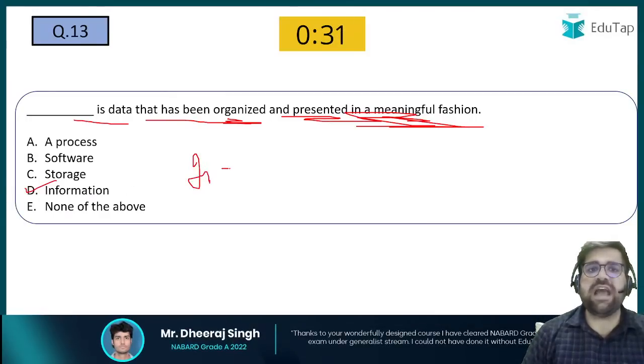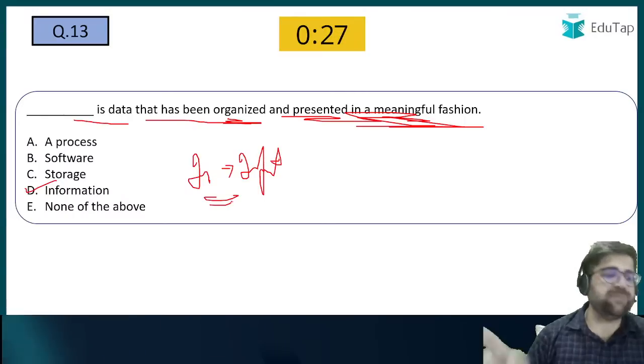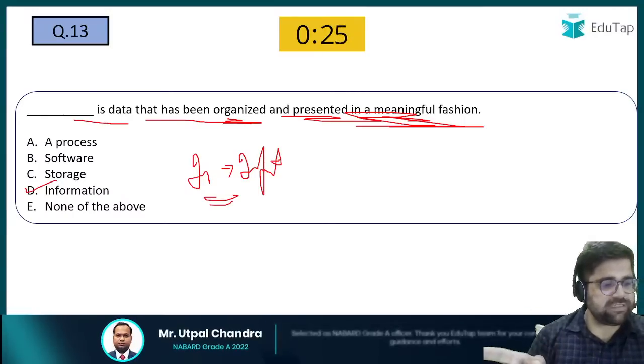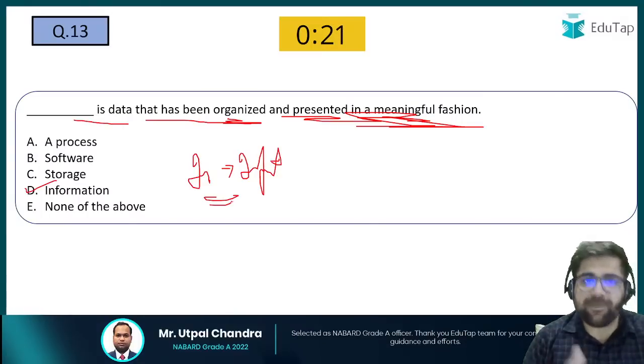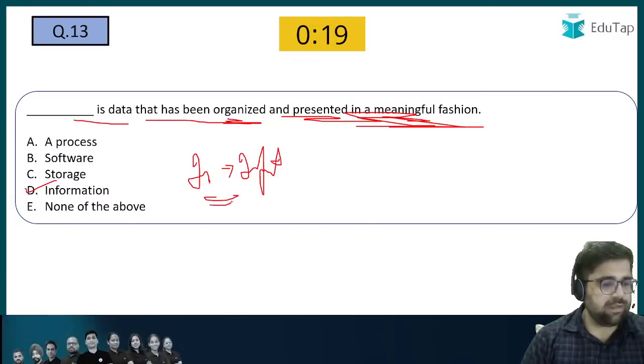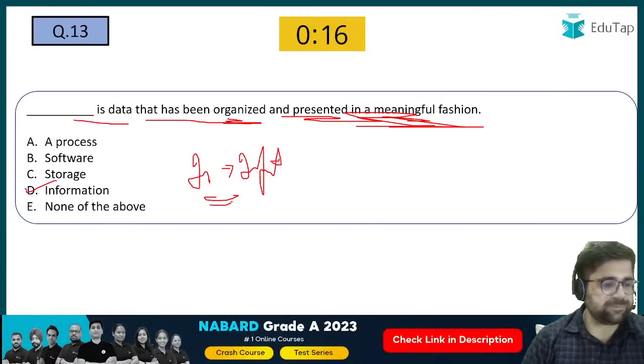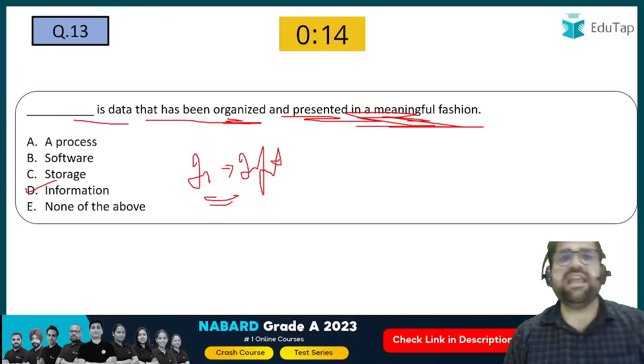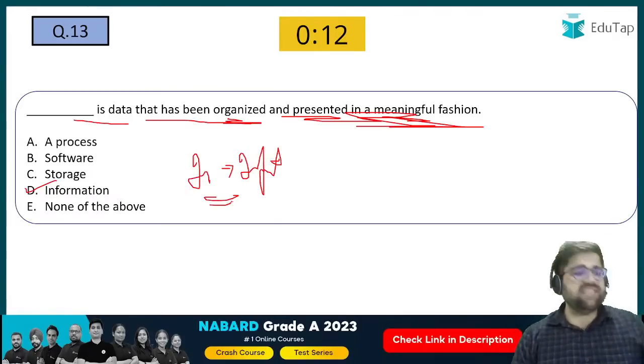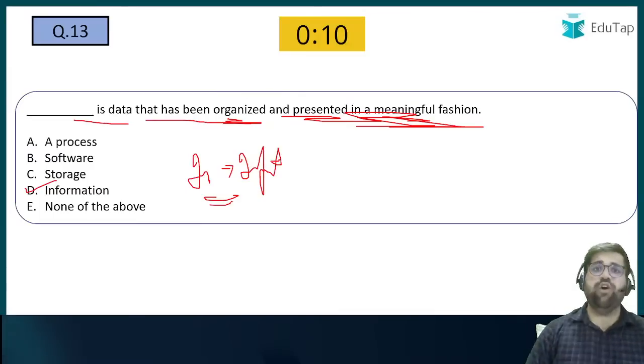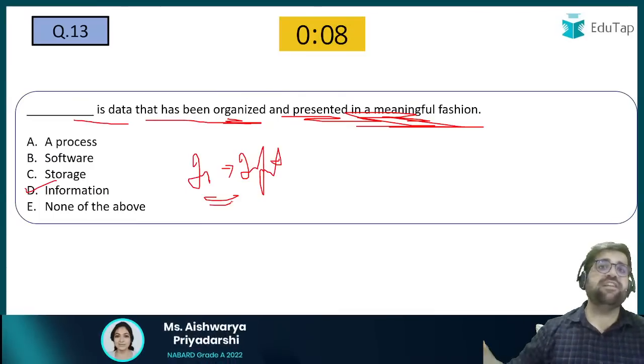Can I call information as my input? True or false? Again, I'm putting one question for you. Can I call my information as input? I'm waiting for your answers. Can I call information as input? Yes, it will be false. Why? Because information is always an output.